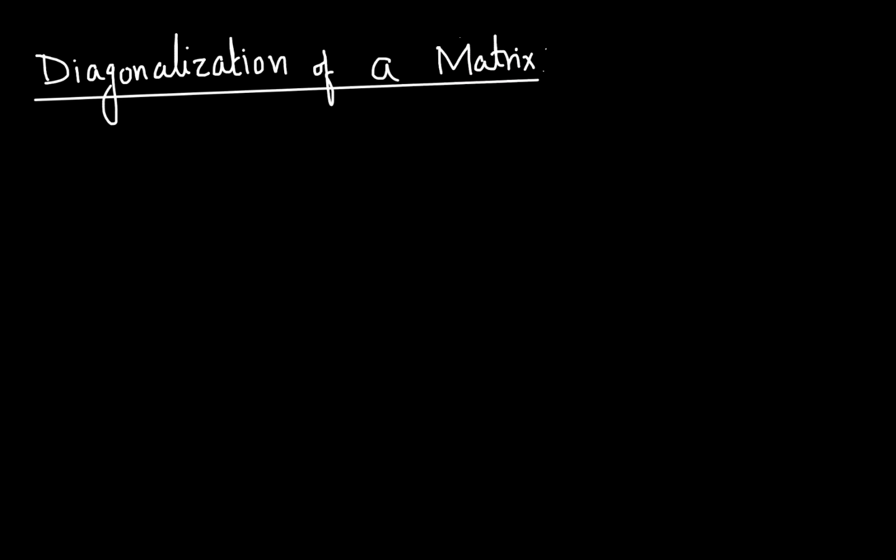Hello guys, in this video we will discuss the diagonalization of a matrix, and we will discuss some of its properties or some conditions under which a square matrix is diagonalizable. So before starting those conditions, first let me give you some tools which will be used for those conditions. So let us start with the algebraic multiplicity of an eigenvalue.